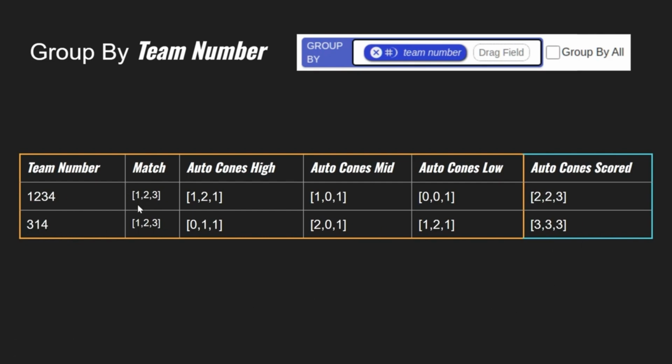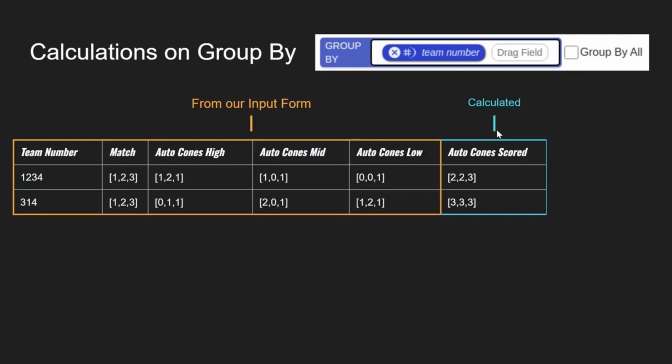You'll notice it's no longer just one number for match, but rather the list of all the matches that they played. The same is true with the auto cones high, auto cones mid, auto cones low, and even the calculated field that we did earlier. So now what happens when you add a calculation onto that?